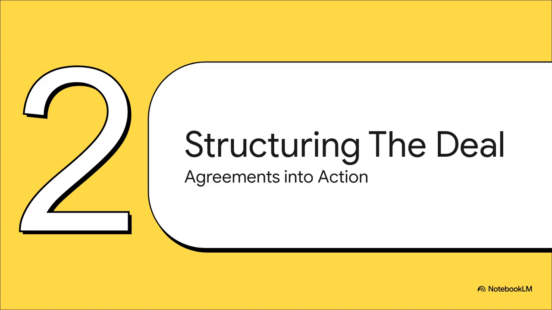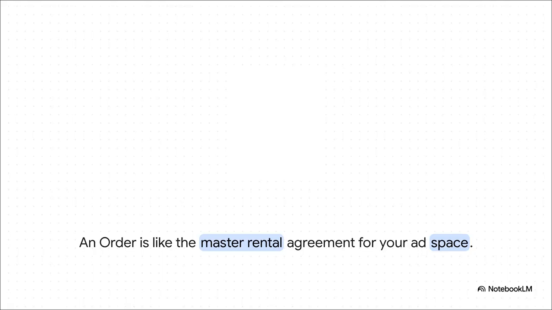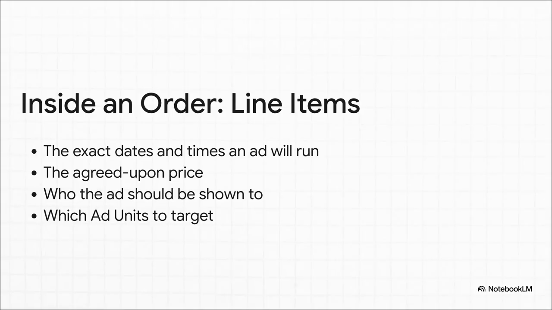All right, so our ad space is defined, the parking spots are ready. The next big step is to take a real-world deal you've made with an advertiser and translate it into a set of instructions the system can actually understand and execute. Now, this all starts with what's called an order. Think of an order as the main folder for your entire agreement with a single advertiser. It holds all the big picture details for their campaign. And to keep our analogy going, if the ad unit is the parking spot, then the order is like the master rental agreement for that spot. It says who's renting the space, what the general terms are, and it keeps everything for that advertiser's campaign neatly organized in one place.